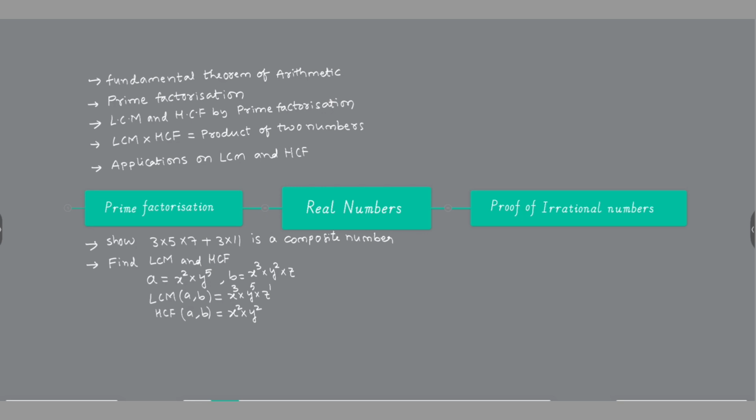I gave one example. Generally numbers will be given. First we have to express those numbers as a product of prime factors, and then follow this method. This is one important type. After we get LCM and HCF, we have to find LCM into HCF, and we have to find the product of the two numbers. Then we have to verify whether they are both the same or not.